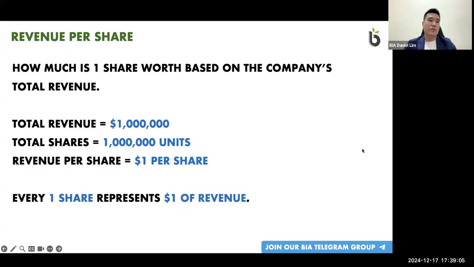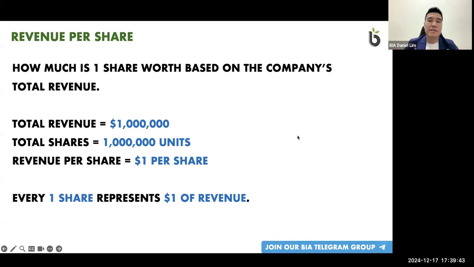Okay. So what is revenue per share? It means how much one share is worth based on the company's total revenue. A company generates revenue, right? So whenever we buy shares, we want to know the value of that share. How much is it when you own it? Let's say the company's total revenue is $1 million, and the total shares of that company is 1 million units. So revenue per share is $1 per share. Very simple maths. We just take the total revenue, divide by the total shares, and we get the revenue per share.